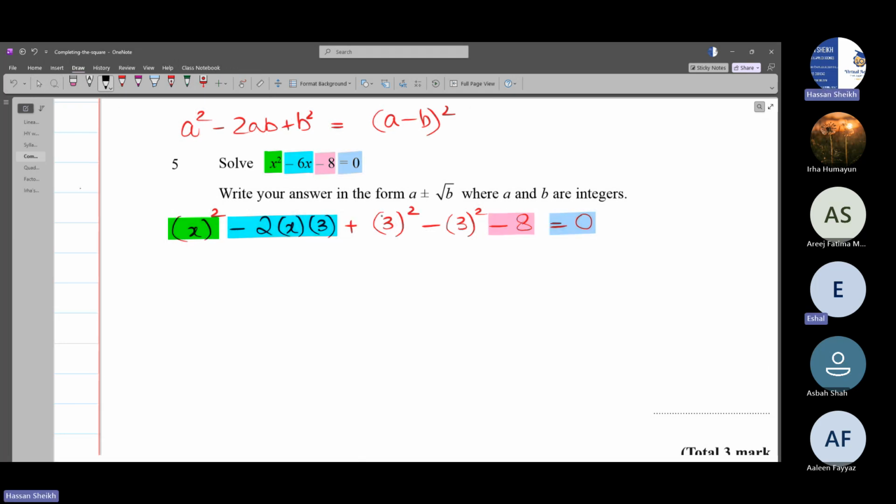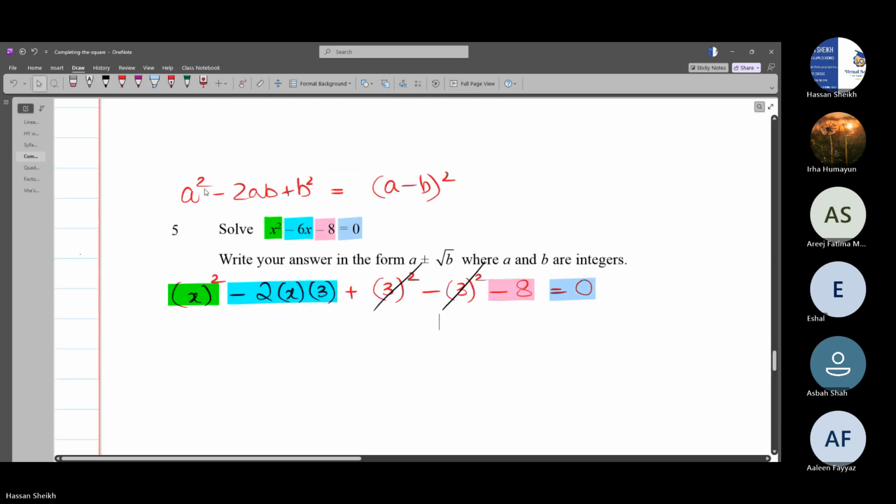Sir, could you explain the step you just did again? Okay. So first step is to check out the coefficient of x squared. Is that positive one?